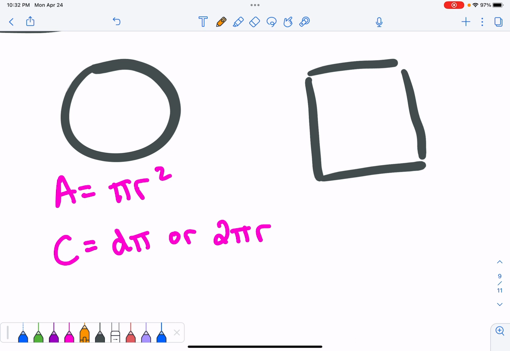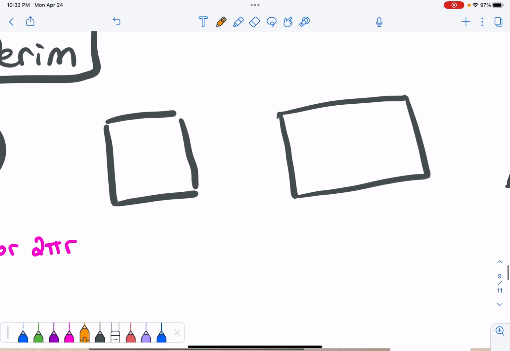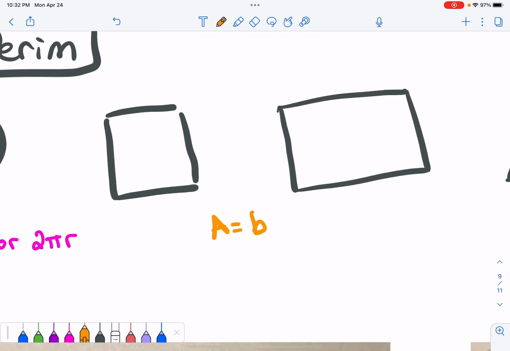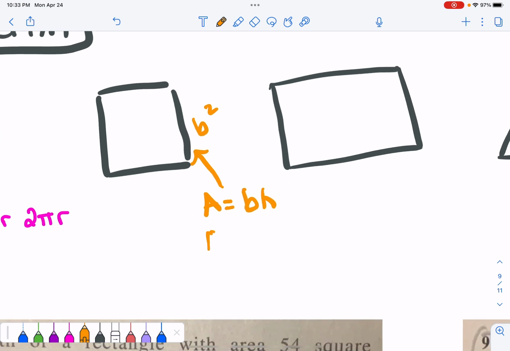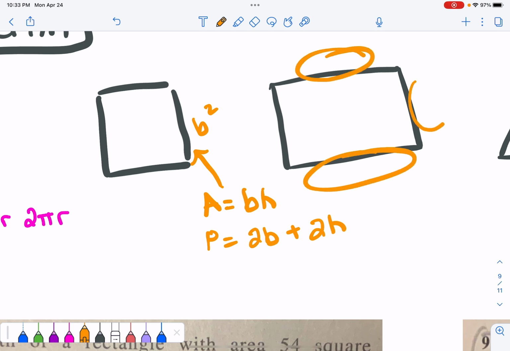Those you need to memorize. If you do not have them memorized, look them over real good. Area of a square and area of a rectangle is base times height. Technically, for a square, area is just base squared because this side will be the same as this side, so you just take this guy times itself. Perimeter is just adding all four sides together, or you can do two bases plus two heights, because there'll be two of these bases added to two of these heights.